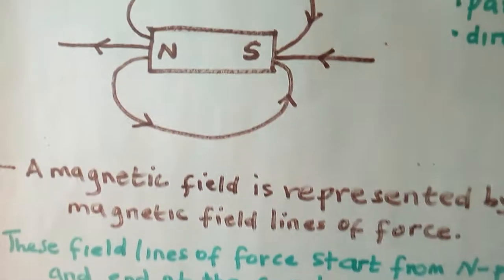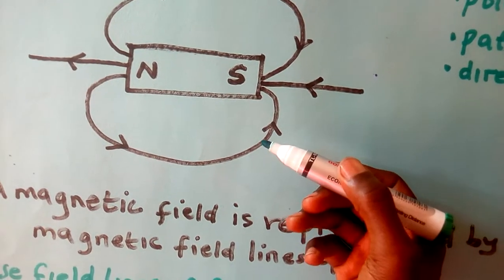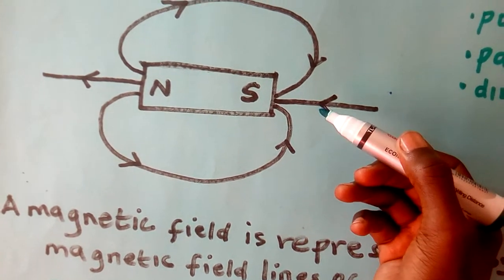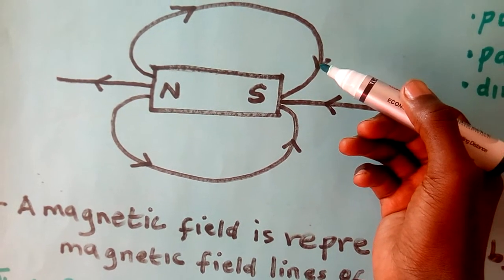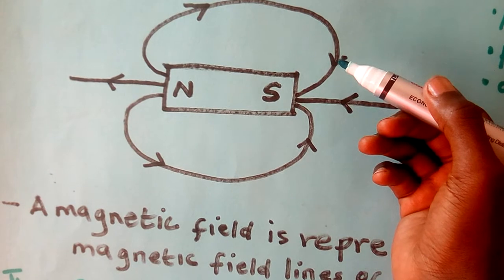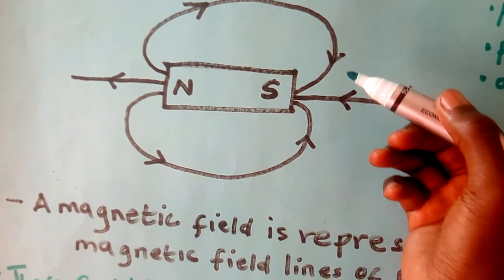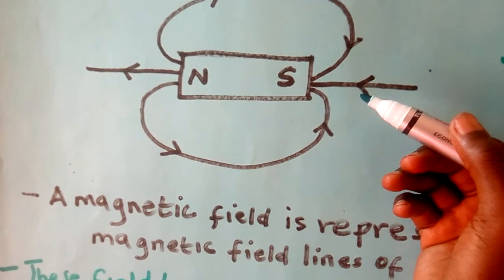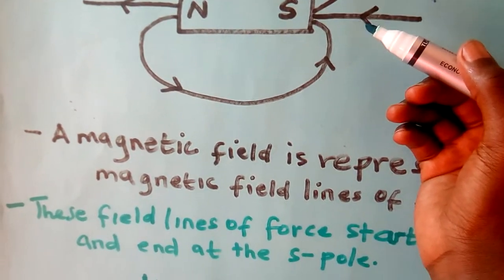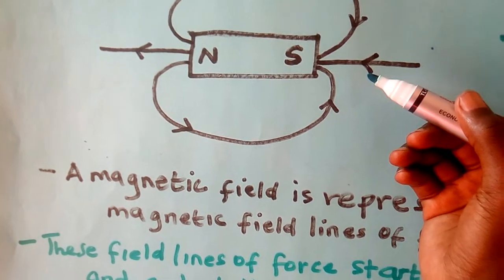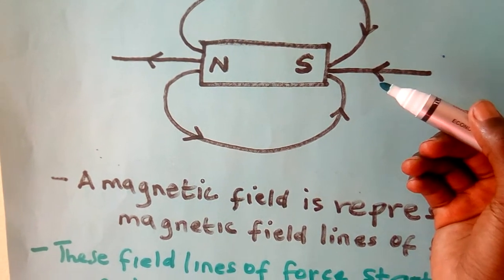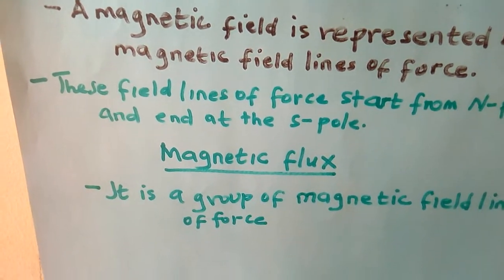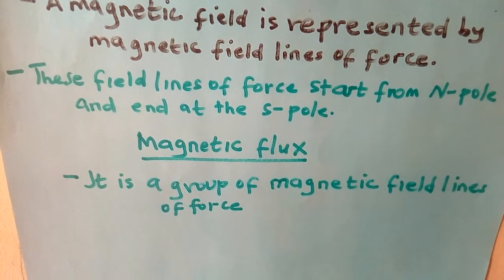Let me take you back to the diagram. This is what we mean by magnetic field line of force. How many are they? There are three. 1, 2, 3. When it is 1, you call it a magnetic field line of force. When there are 2, you call it magnetic field lines of force, or you simply call it magnetic flux. So magnetic flux looks to be the plural for magnetic field lines. So magnetic flux is a group of magnetic field lines of force.